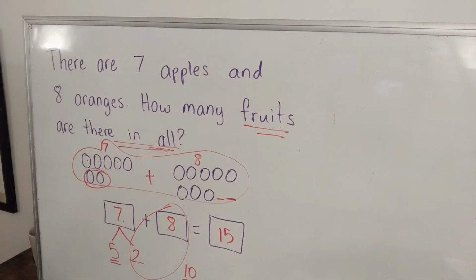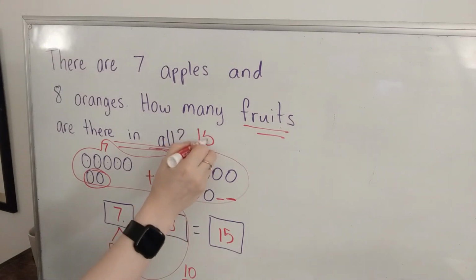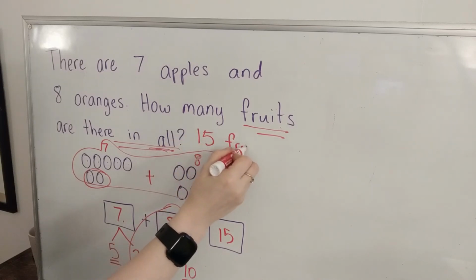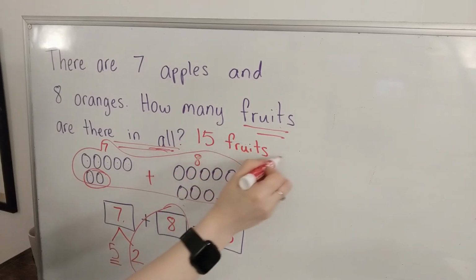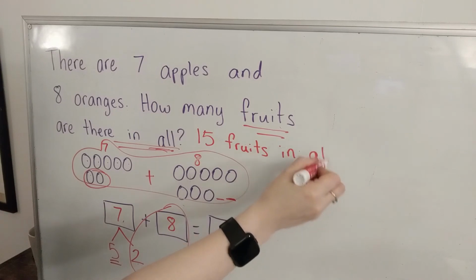There are 7 apples and 8 oranges. How many fruits are there in all? There are 15 fruits in all.